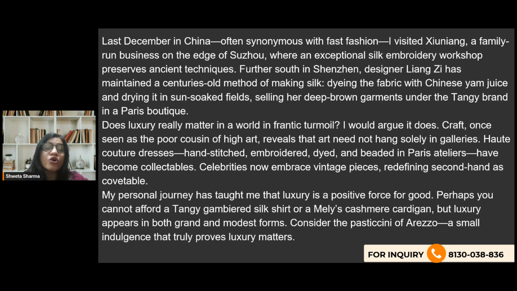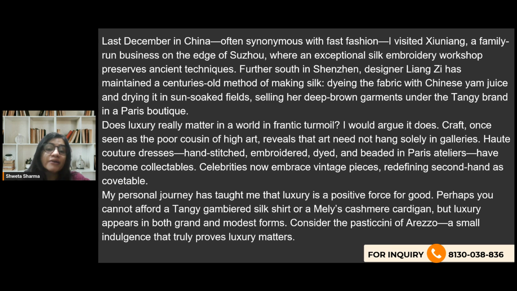Last December in China, often synonymous with fast fashion, I visited a family run business on the edge of Suzhou, where an exceptional silk embroidery workshop preserves ancient techniques. Further south in Shenzhen, designer Liang Zi has maintained a centuries old method of making silk, dyeing the fabric with Chinese yam juice in sun soaked fields, selling garments under the Tanguy brand in a Paris boutique.